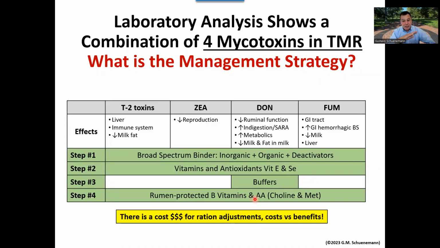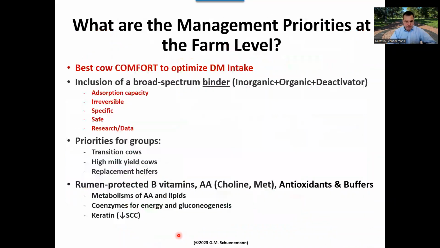So every year the strategy is different, because it really depends on the feed cost and the milk prices. All these are factored into some of these decisions, but especially because we need to address some of the health events, choline and methionine are important, right? All these require a direct cost, right? There is a direct cost for the ration adjustment, right? And you have to balance and take into consideration the cost and the benefit for the cows, right?